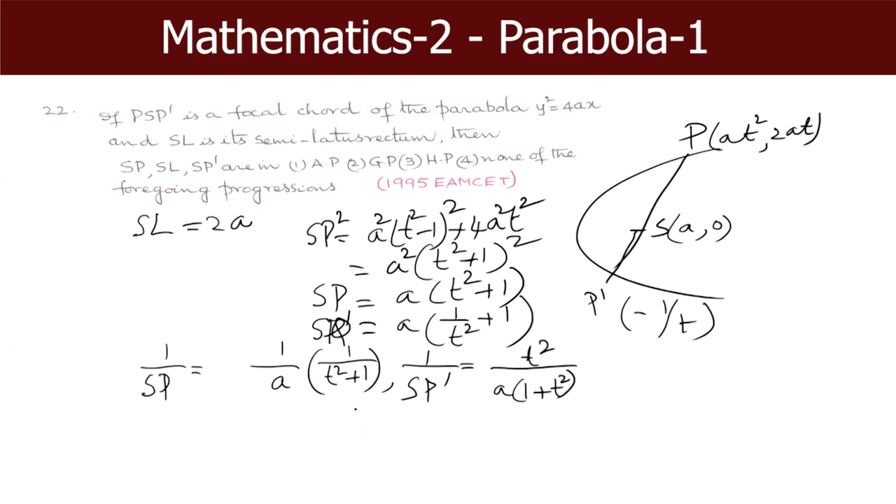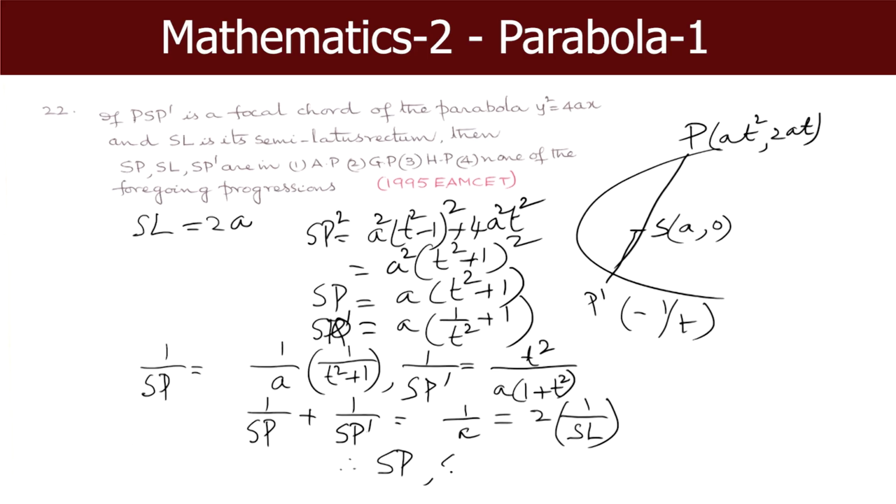సో ఈ రెండు యాడ్ చేస్తే ఏమైంది? 1/SP ప్లస్ 1/SP' ఈక్వల్ టు 1/A కామన్ తీస్తే 1 ప్లస్ T² బై 1 ప్లస్ T², 1/A అయింది. దట్ ఈస్ ఈక్వల్ టు ట్వైస్ 1/SL. Because 1/SL is 1/2a, so 1/A is twice 1/2a. Therefore, this means 1/SP, 1/SL, 1/SP' are in arithmetic progression. Therefore, SP, SL, SP' are in harmonic progression. Important question in the 95 EAPCET.